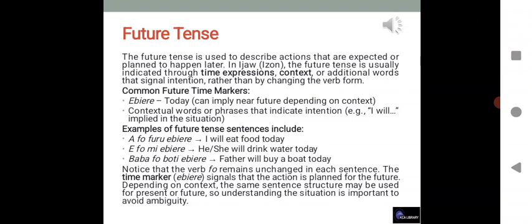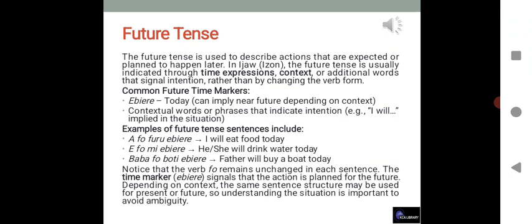The future tense is used to describe actions that are expected or planned to happen at a later time. In Ijaw, Izon, the future tense is typically indicated through time expressions, contextual clues, or additional words that signal intention, rather than through changes in the verb form itself. A key feature of the future tense in Ijaw is its reliance on context and time markers to show that an action has not yet occurred.